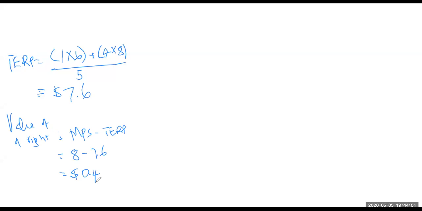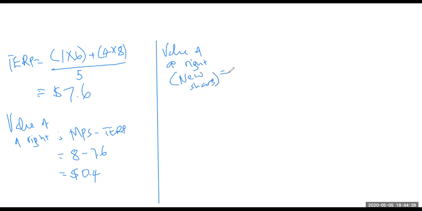That's how you're meant to do it. What if the question was asking for the value of rights per new share, as per the new share you'll be getting? If that's how the question was being asked, which it was not here, then the value of rights, as per the new shares you'll be receiving, is equal to the theoretical share price minus the offer price. That gives us 7.6 minus the offer price of 6, and you get 1.6. And you can see it's one of the answers the examiner has given you.